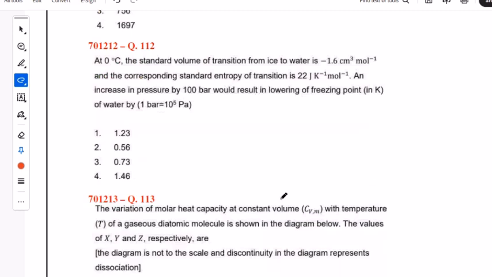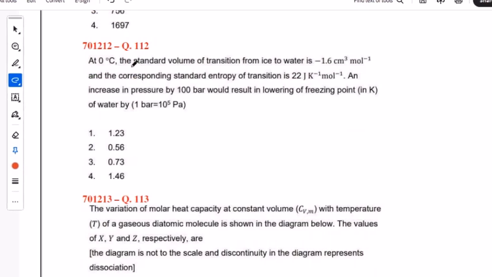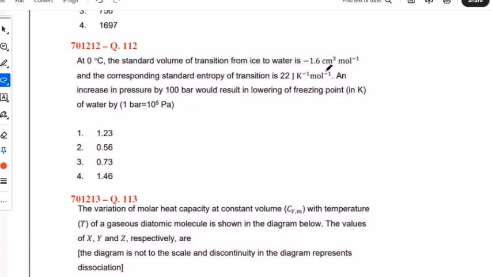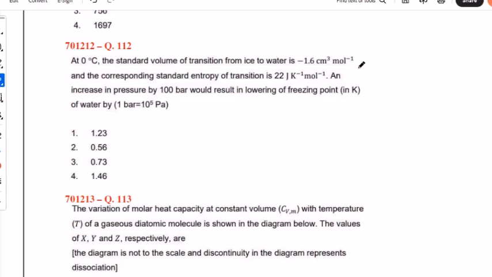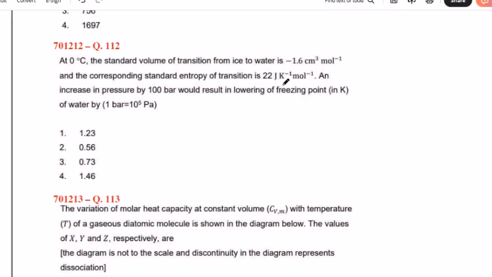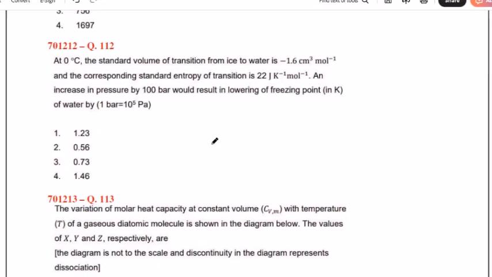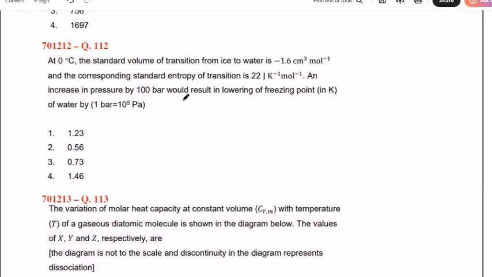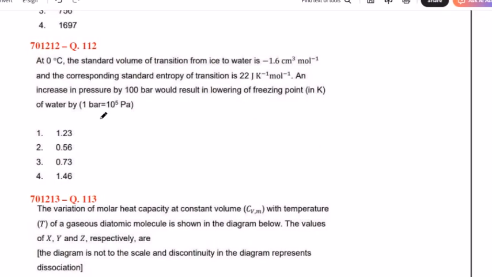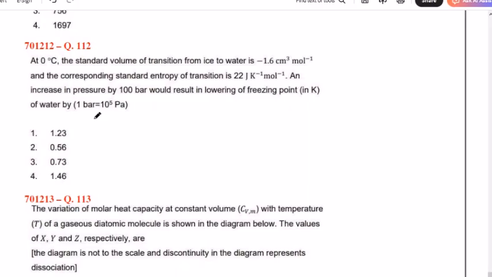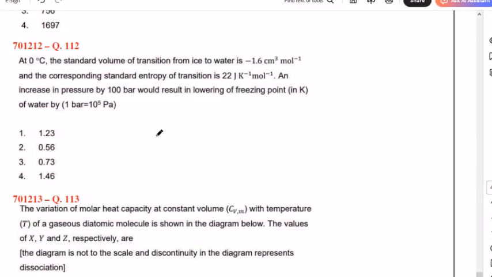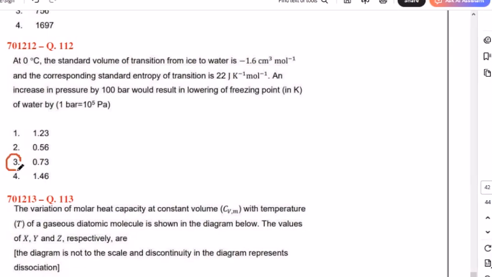Next, question number 112. At 0 degrees centigrade, the standard volume of transition from ice to water is minus 1.6 centimeter cube per mole, and the corresponding standard entropy of transition is 22 joules per K per mole. An increase in pressure by 100 bar would result in lowering of freezing point in Kelvin of water by, 1 bar equal to 10 to the power of 5 Pa. So what is going to be the correct answer? For 112, the option number 3, 0.73 is correct option, friends.